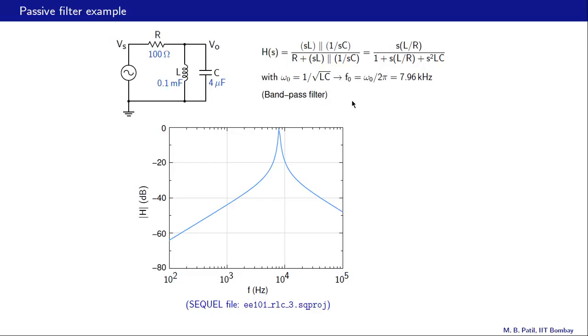This turns out to be a band pass filter with omega naught equal to 1 over square root LC, or F0 equal to about 8 kilohertz in this case with these component values. So it will pass frequencies in this band here and reject frequencies which are too low or too high.